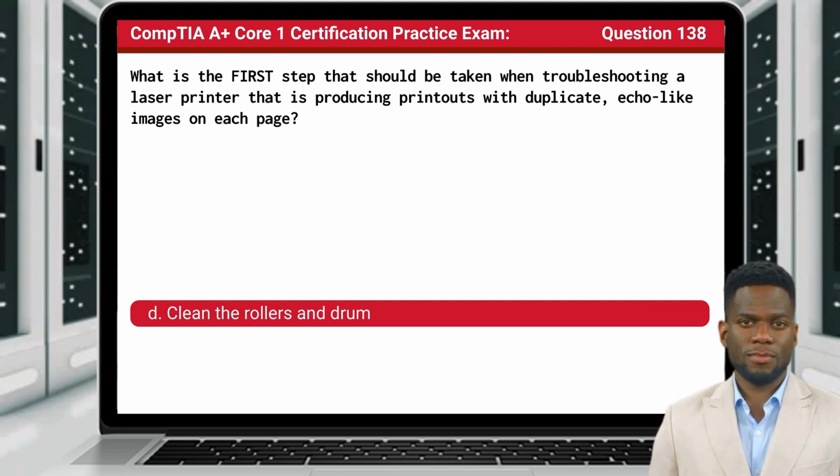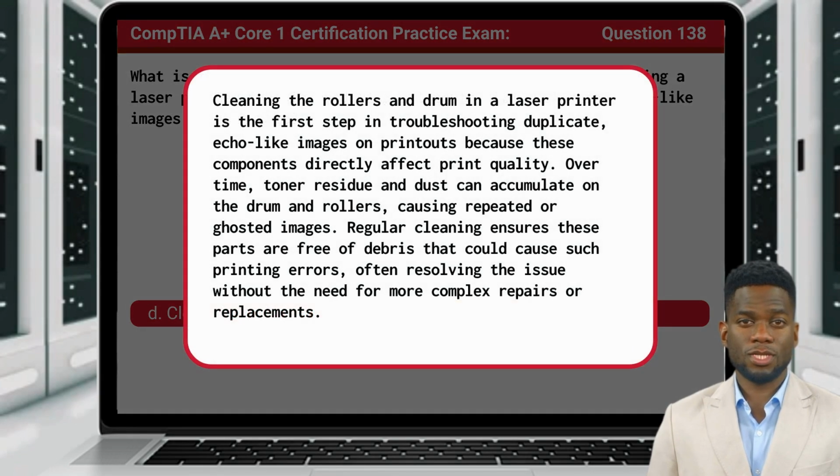The answer is D. Clean the rollers and drum. Cleaning the rollers and drum in a laser printer is the first step in troubleshooting duplicate, echo-like images on printouts because these components directly affect print quality. Over time, toner residue and dust can accumulate on the drum and rollers, causing repeated or ghosted images. Regular cleaning ensures these parts are free of debris that could cause such printing errors, often resolving the issue without the need for more complex repairs or replacements.